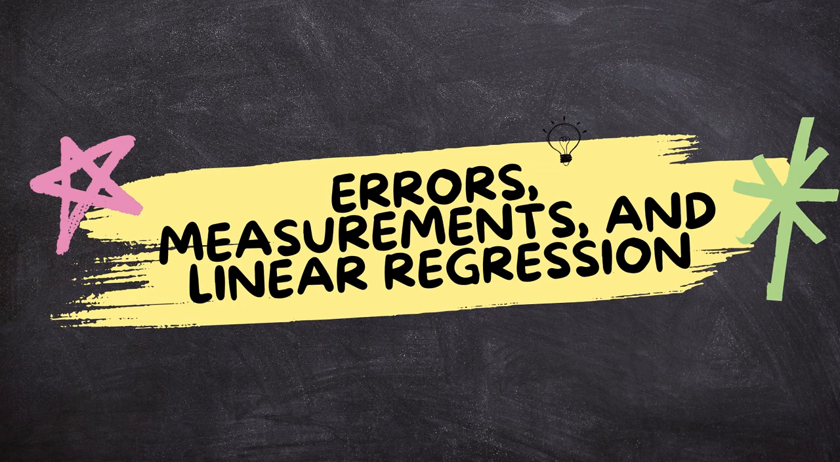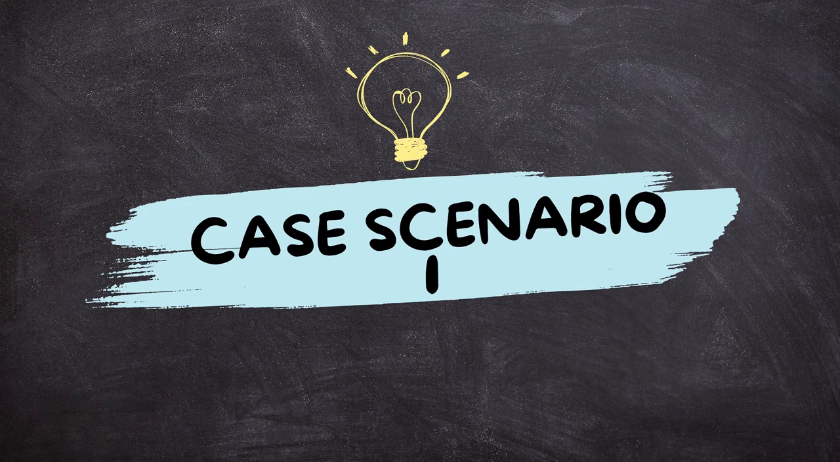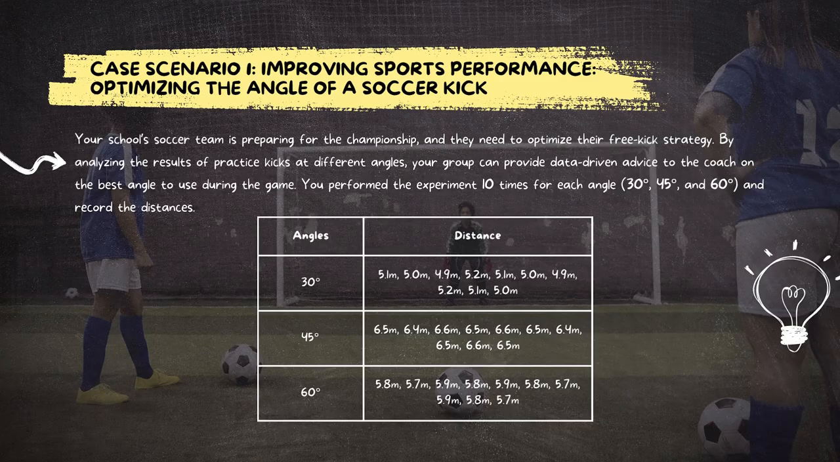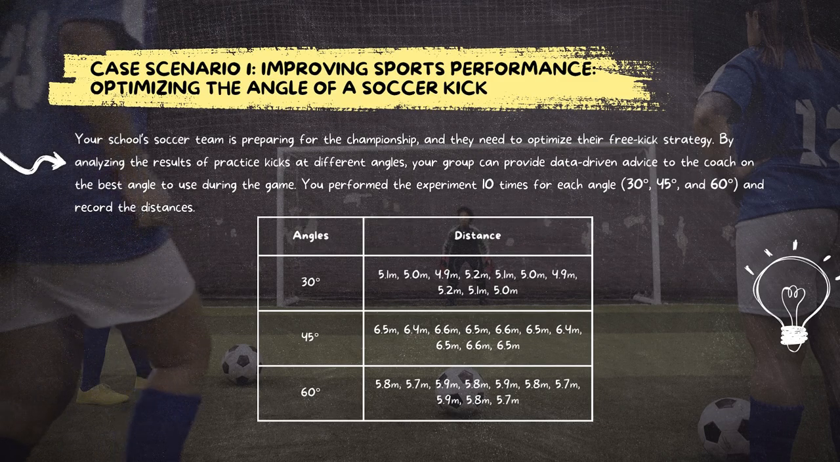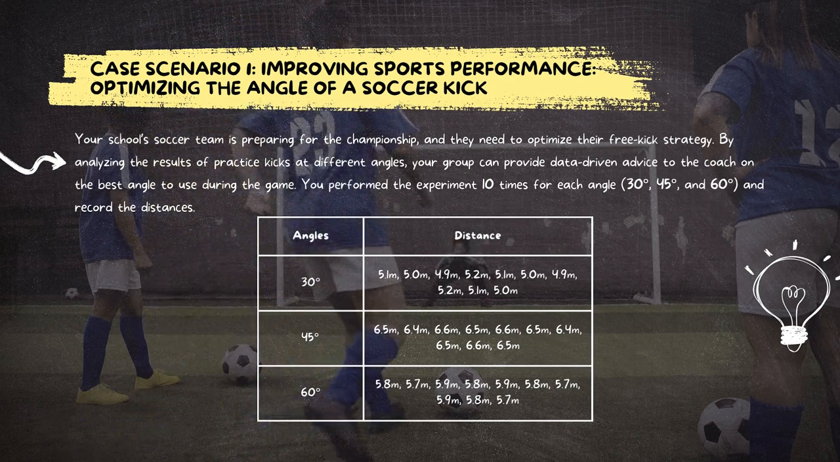Hey everyone, today we're going to talk about error measurement and linear regression. We have case scenario 1: improving sports performance, optimizing the angle of a soccer kick.